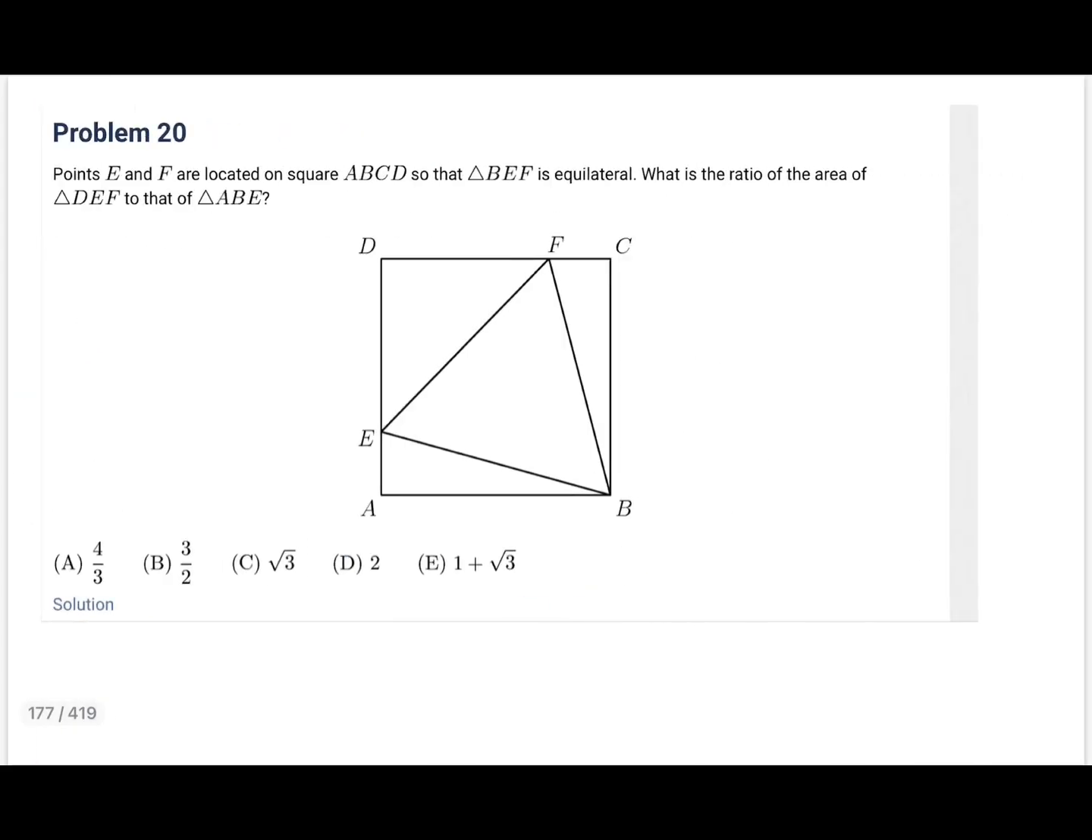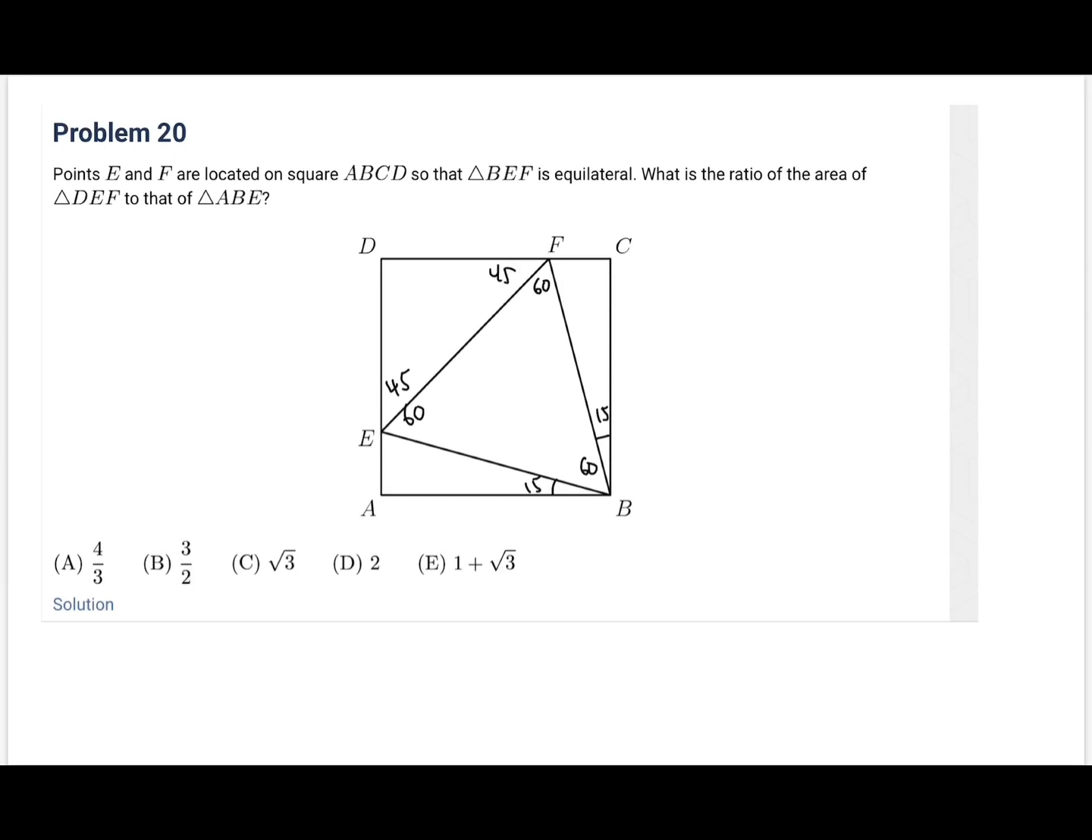Number 20, E and F are located on square ABCD, so that BEF is equilateral. What is the ratio of the area of DEF to that of ABE? And so E and F are located on square ABCD. BEF is equilateral, so this is 60, this is 60, this is 60. And so if the whole thing is 90 degrees, then these should add up to 30 degrees, right? So this would be 15, and this would be 15. What is the ratio of the area of DEF to that of ABE? And so DEF, this is 45 degrees.